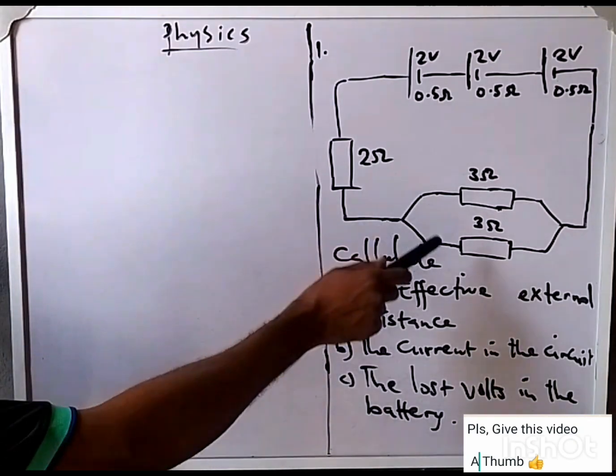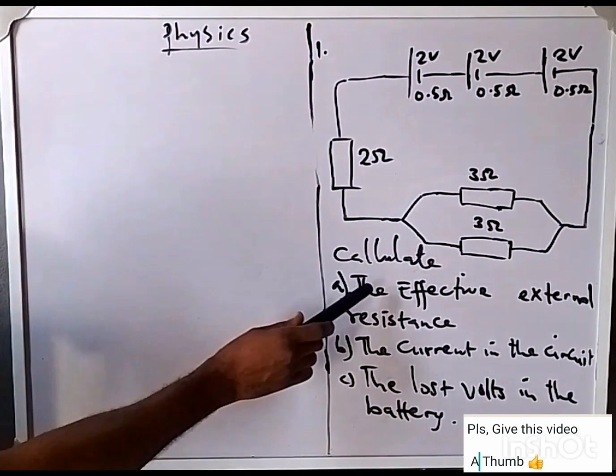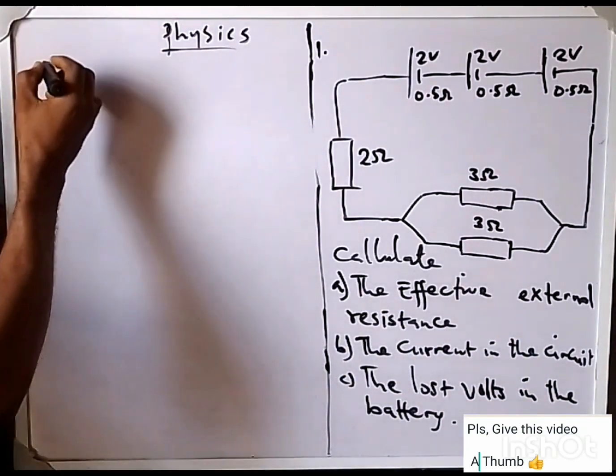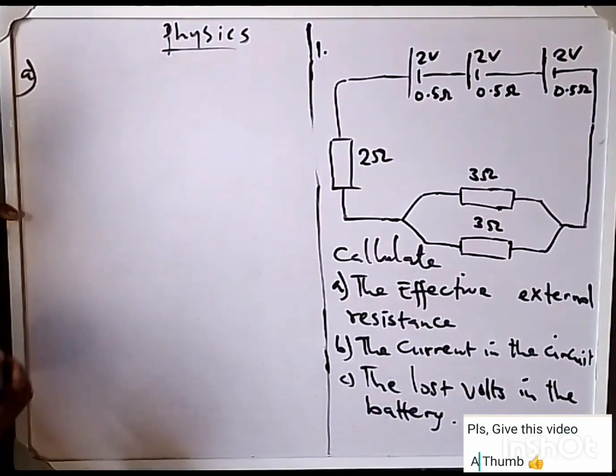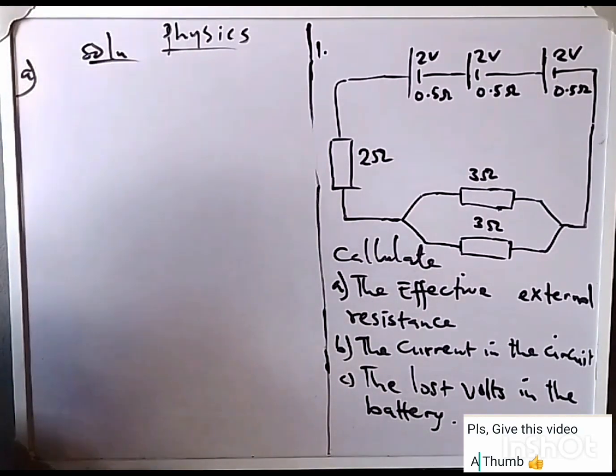that are in parallel, 3 ohm resistors. The first question, very interesting, says, calculate the effective external resistance. So let's tackle that one first. Solution. So how do we get the effective external resistance?